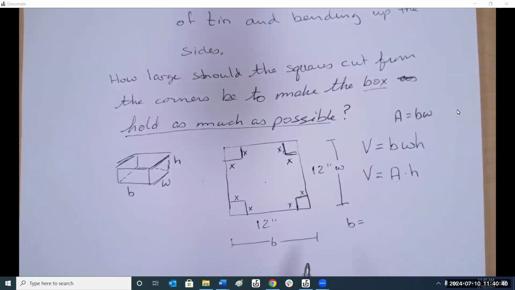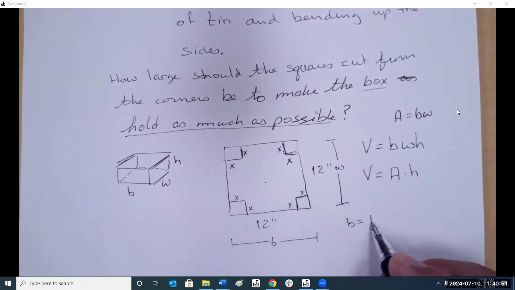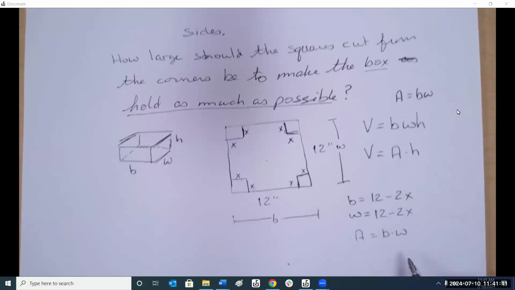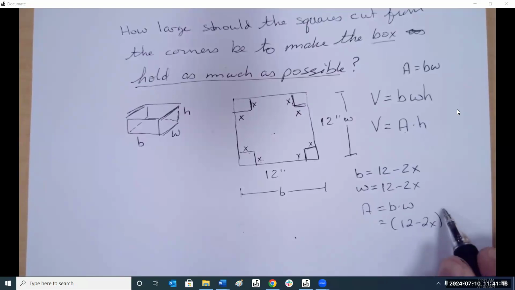Ooh, you're close. Because we're looking only on this side here, looking that way. Where is this x? It's up and down, so it doesn't matter. So it's 12 minus 2x. You're close. What's width going to be? Same thing. So the area is base times width, which makes it 12 minus 2x squared. That's the area part.